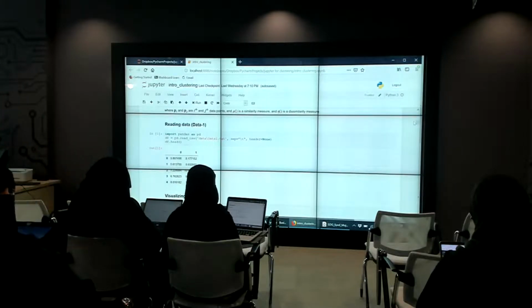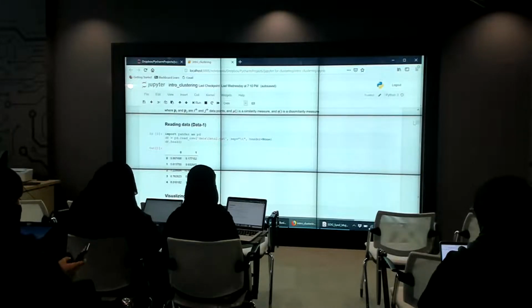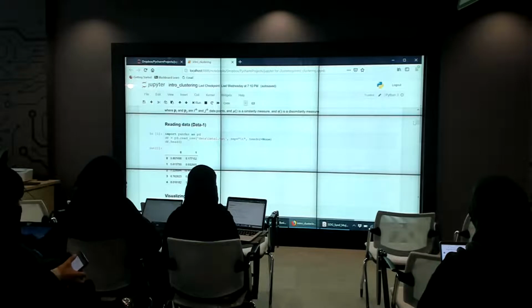Now we'll send you the email. If you have registered for the workshop, you will have received the email. Open the notebook in your Jupyter, and you will find the data with everything installed. Okay.